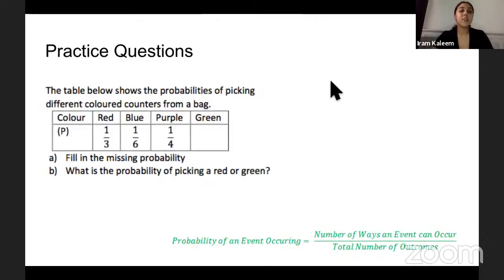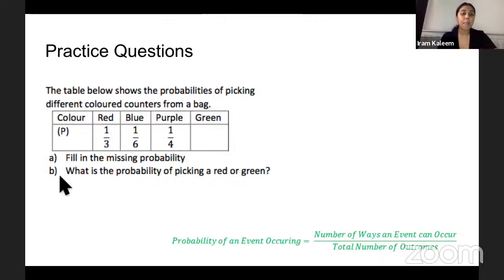The table below shows the probabilities of picking different colored counters from a bag. Fill in the missing probability. So it's basically saying, this is the probability if you get a red, this is the probability if you get blue, this is if you get purple. Work out the probability of picking a green counter.